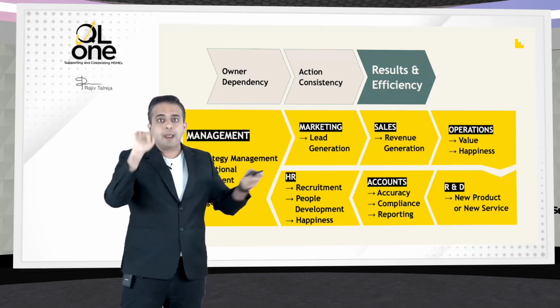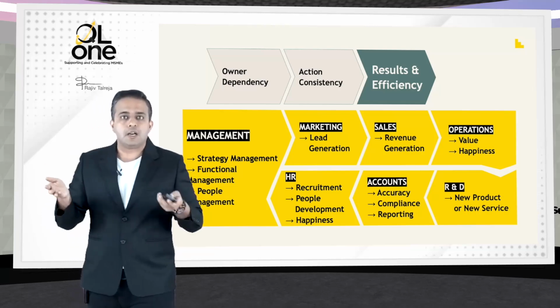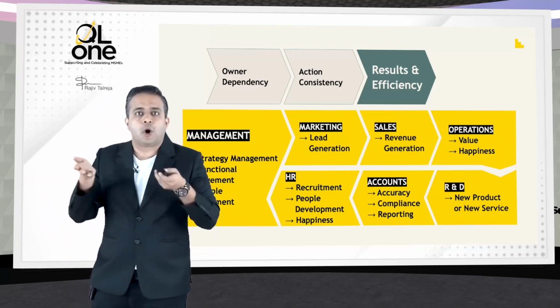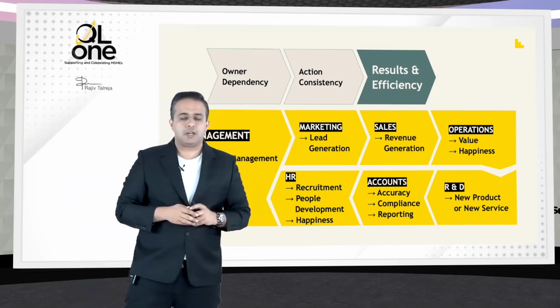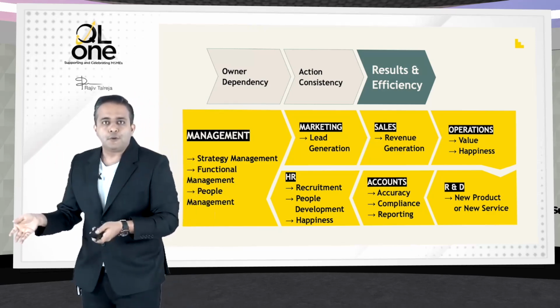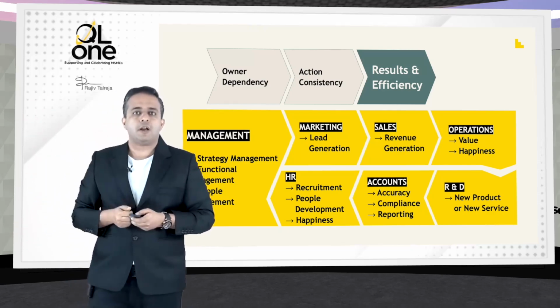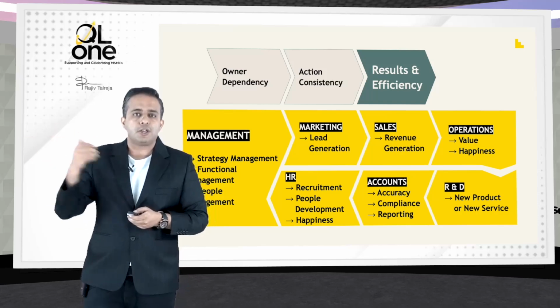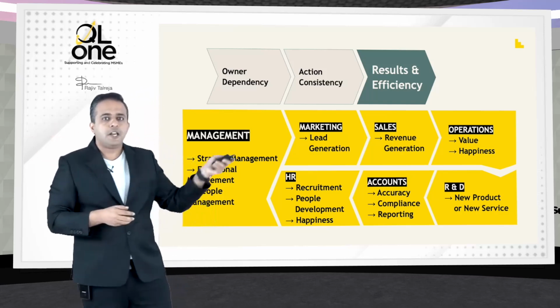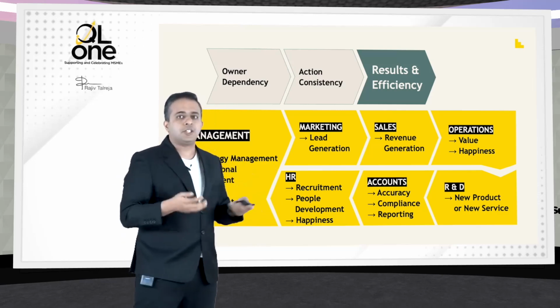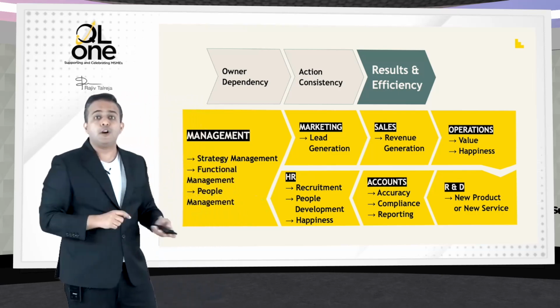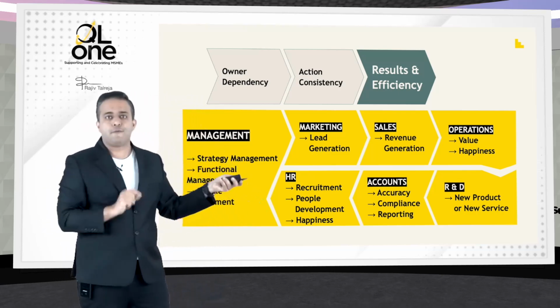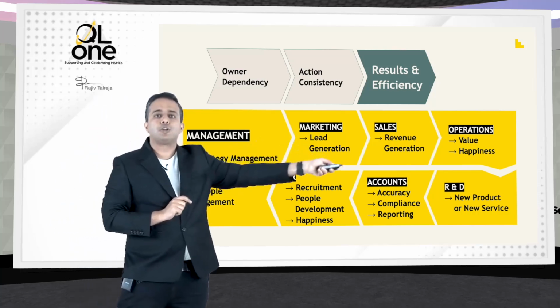So marketing may be consistent, but the result and efficiency may be low because the number of leads are not enough to achieve the sales goal. Sales effort may be consistent, but the result and efficiency may be low because we are not able to achieve our sales targets, our revenue generation goals. Okay, operations may be busy, it may be consistent, but the result and efficiency is value and happiness. So in each function, when it comes to result and efficiency, evaluate the function goal.